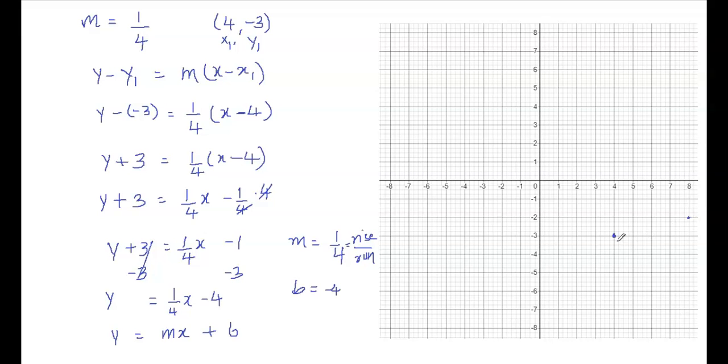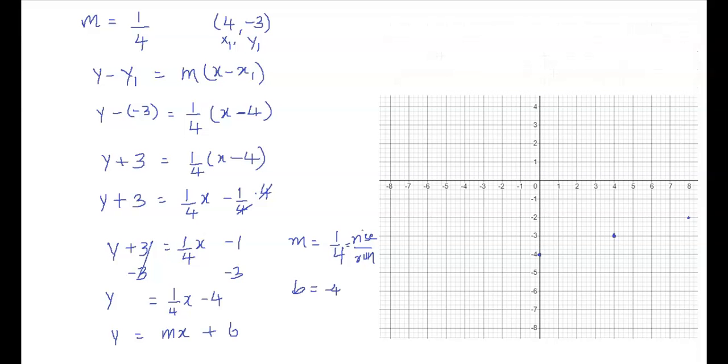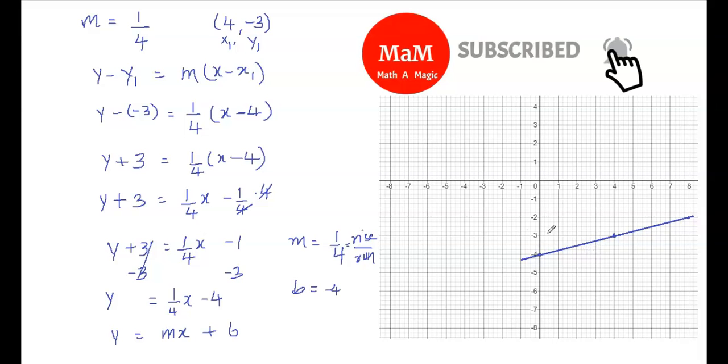And I can't go beyond that, but I'm going to go down. So I'm going to go down 1 to the left 4. 1, 2, 3, 4. I'm at this point. Now I can go ahead and connect all these points and make a straight line. So this is my line. And that also makes sense.